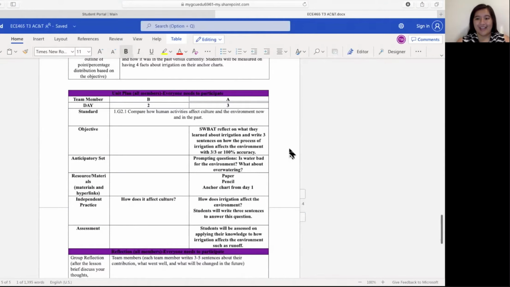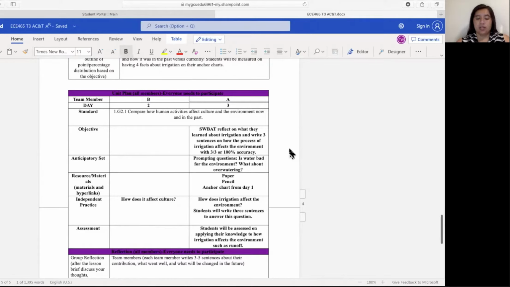So on day 3, after talking about how irrigation affects culture, my day will be about how irrigation affects the environment. Students will be able to reflect on what they learned about irrigation and write 3 sentences on how the process of irrigation affects the environment, with 3 out of 3 or 100% accuracy.